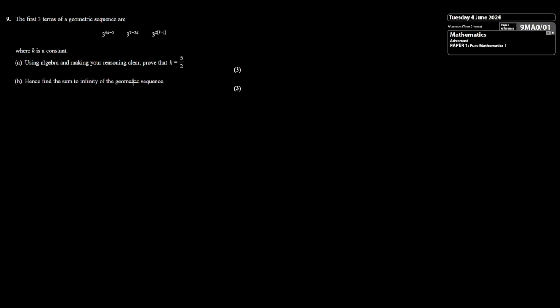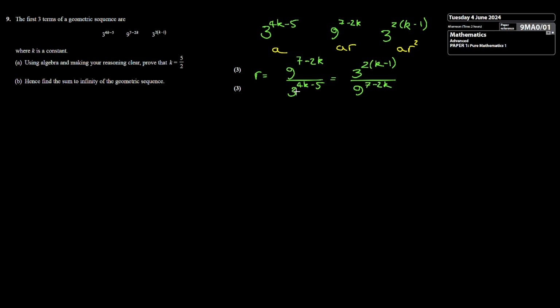Question 9 involves a geometric series. So I've written the first three terms out, and underneath I've given them the equivalent of a general geometric series: A, AR, AR squared. And we've got to use algebra to prove that K is equal to 5 over 2. Well, if we divide the second term by the first term, effectively we will get R. Which is also true that if we divide the third term by the second term, we will also get R.